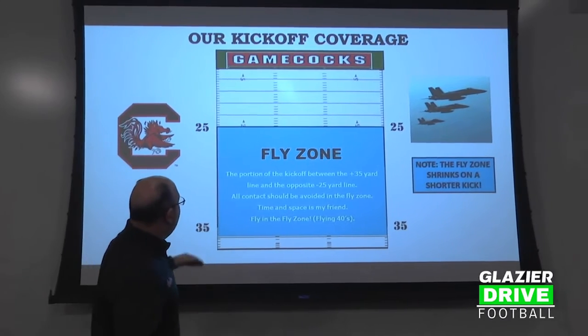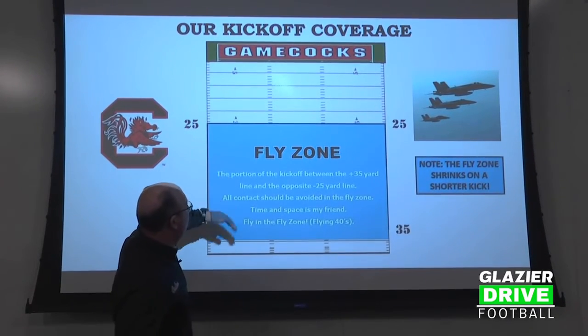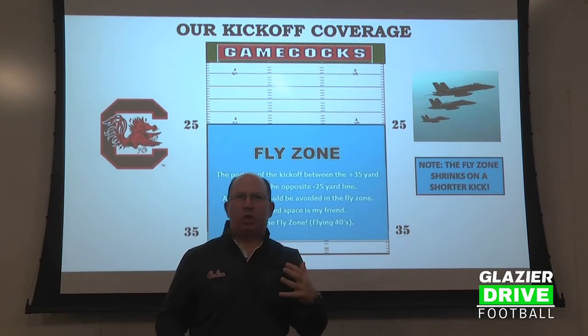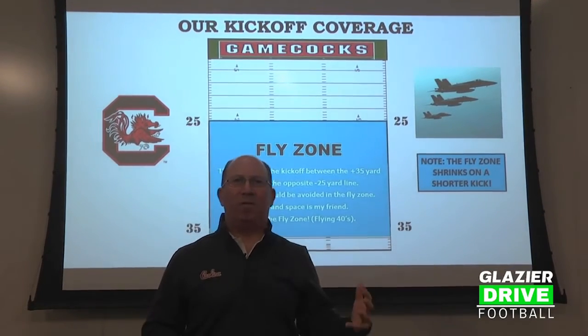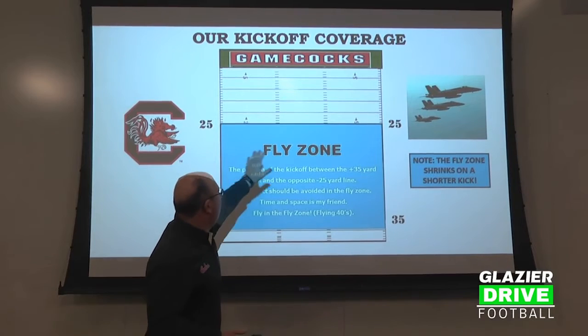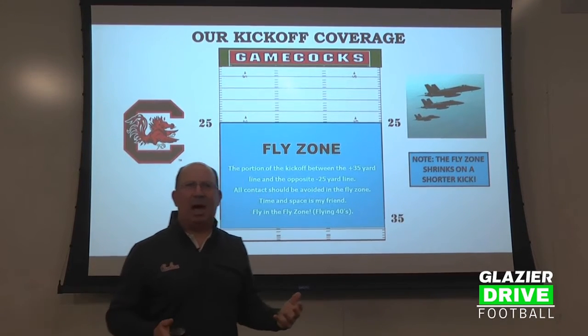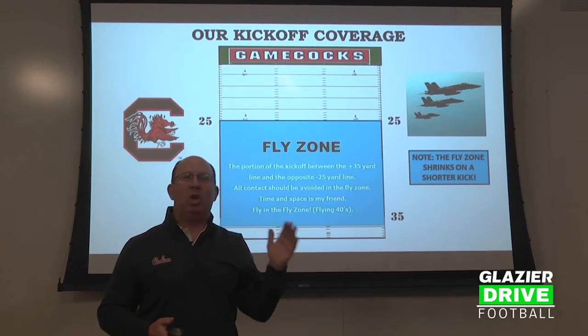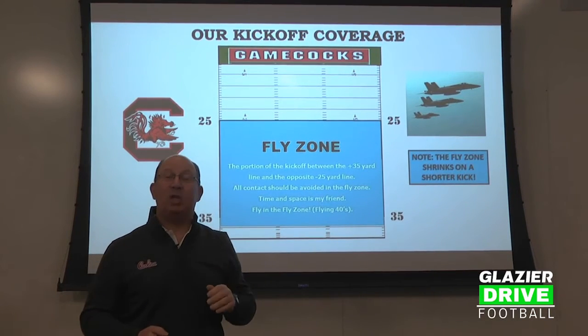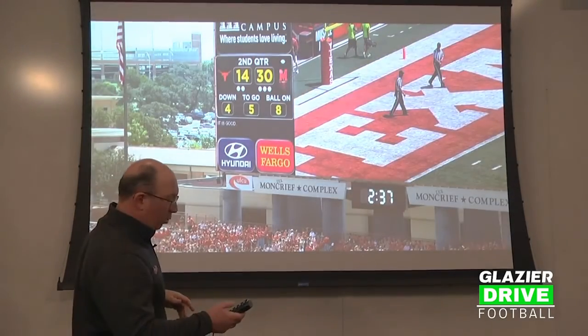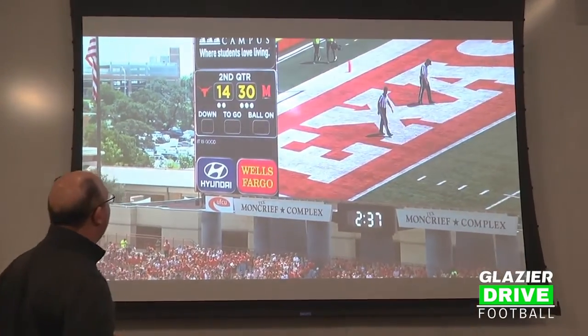Now we're at the portion of the field where there's a lot of time and space, and our mindset should be to avoid all frontline blocks. The blocks that we're going to get in the fly zone are going to be frontline blockers. We have to think about running around those guys, but not running away from those guys. That's what we're going to talk about next with our technique. Let's just watch one first.